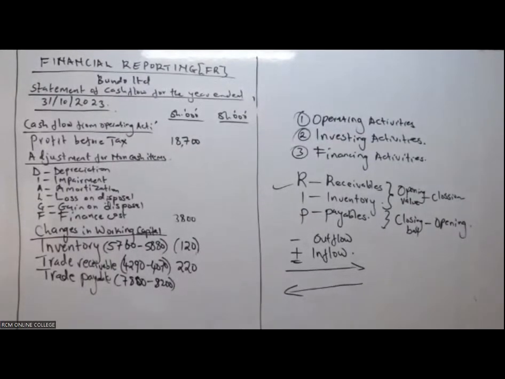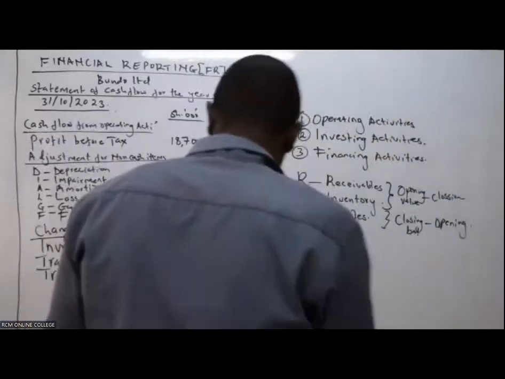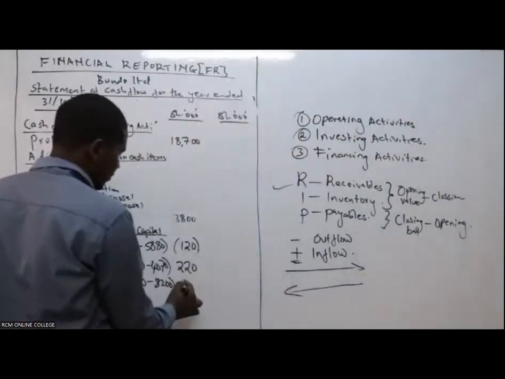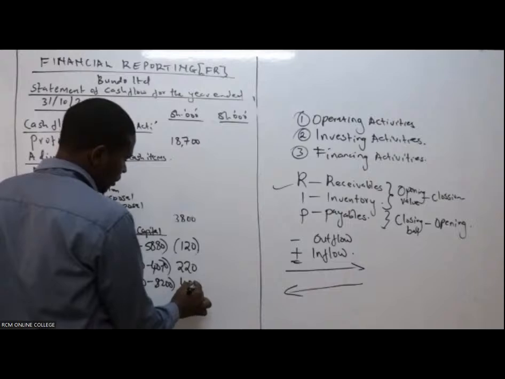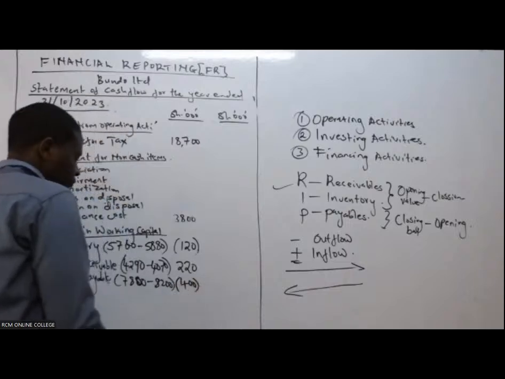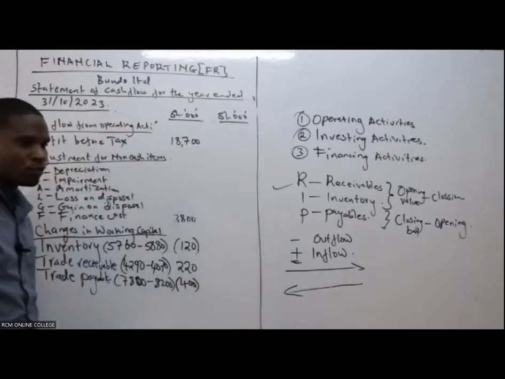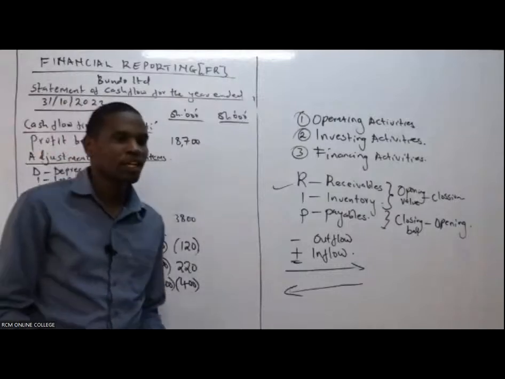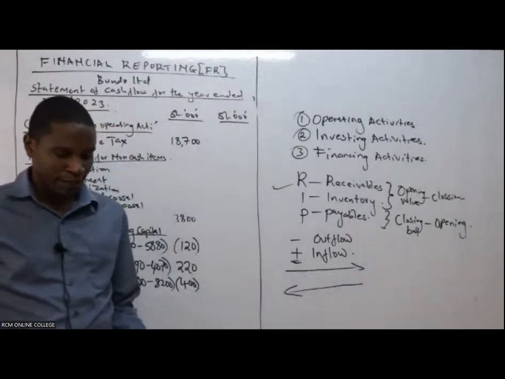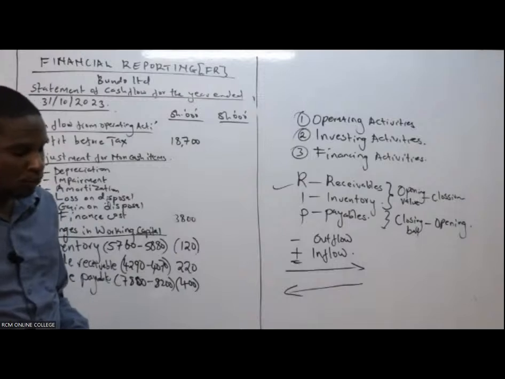Watu wanapata 400, which is a negative. Asante. 400, which is a negative. That means there was a what? An outflow. So our cash reduced by 400. Our cash reduced by 400.